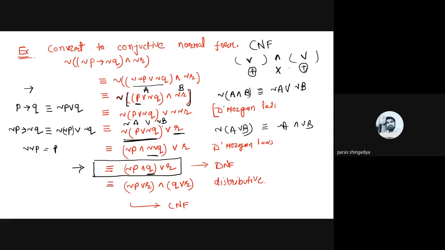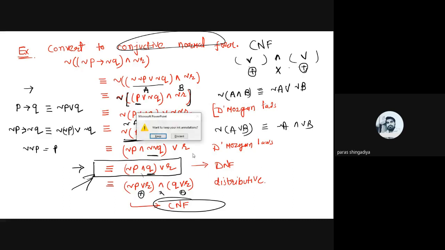But here the CNF is required, so we apply the distributive law. It will be P or R, negations P or R, and Q or R. Now check this form. It is the product of elementary sums, and both brackets involve the or operator. So it is called the CNF. If it is mentioned to find the DNF answer, then you have to solve up to the earlier stage. Then apply the distributive law, and after that it will be the CNF.